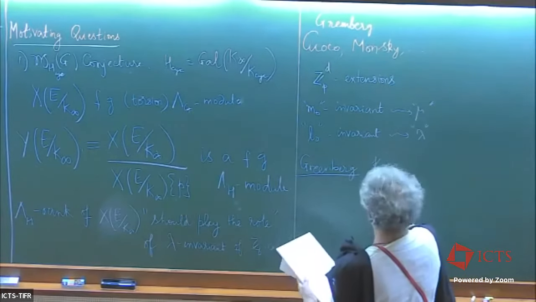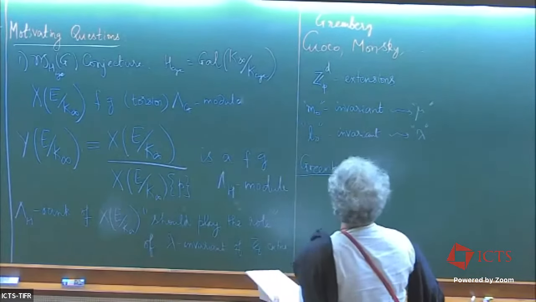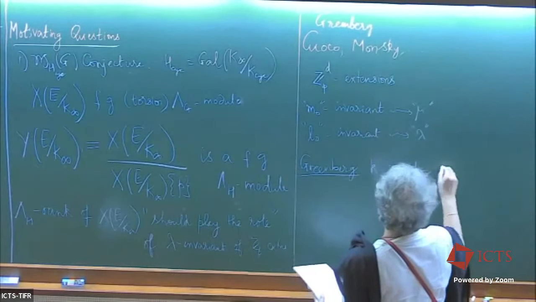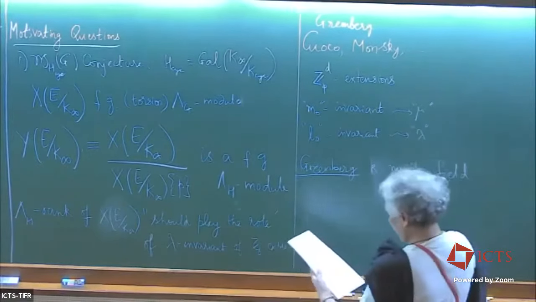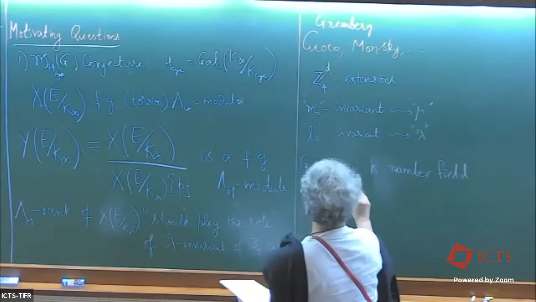So you take K tilde over K. K is a number field. Now let me change notation a little. So K is any number field, not necessarily quadratic imaginary or anything. K is any number field. And then you have K tilde over K, a Z_p extension.